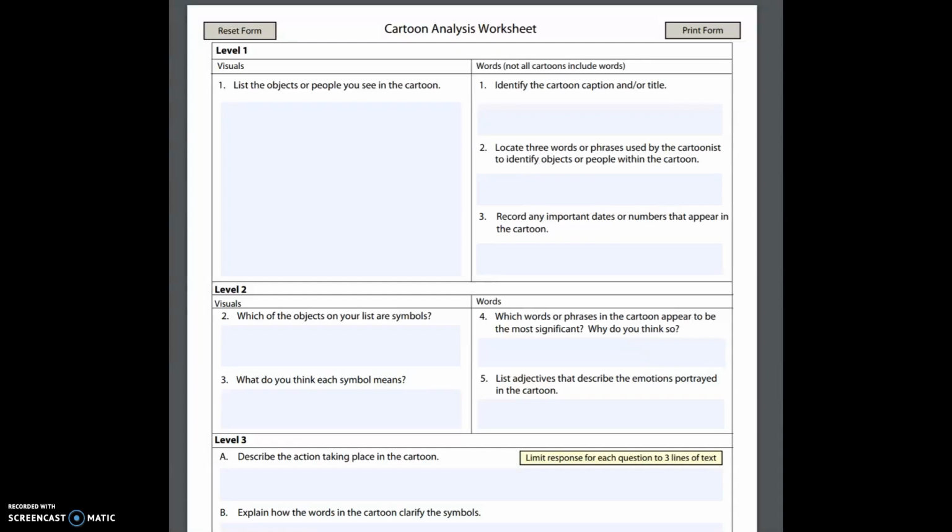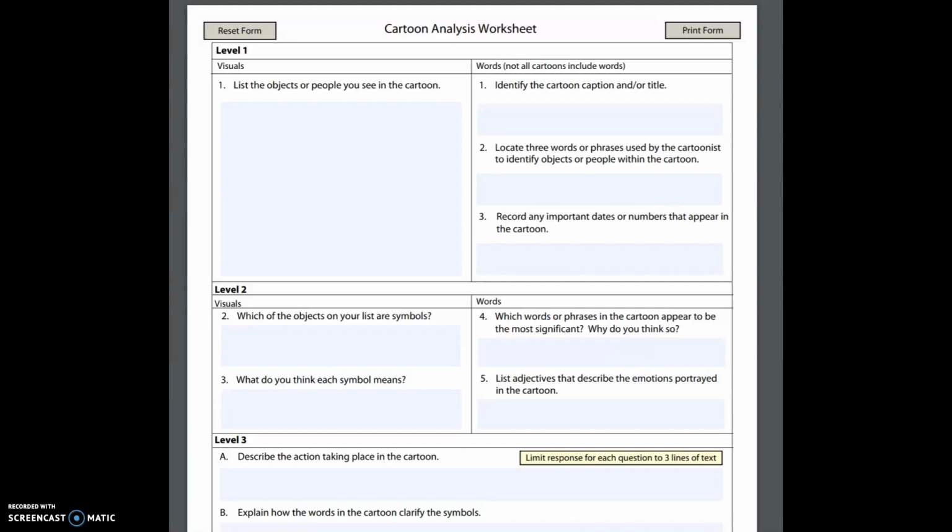This is a tool that we are going to use to analyze political cartoons and record answers on this worksheet. So, in using this worksheet, we will examine political cartoons from different levels. So at level 1, first you'll look at the visual aspect of the cartoon, and you're going to list the objects or the people that you see in the cartoon.